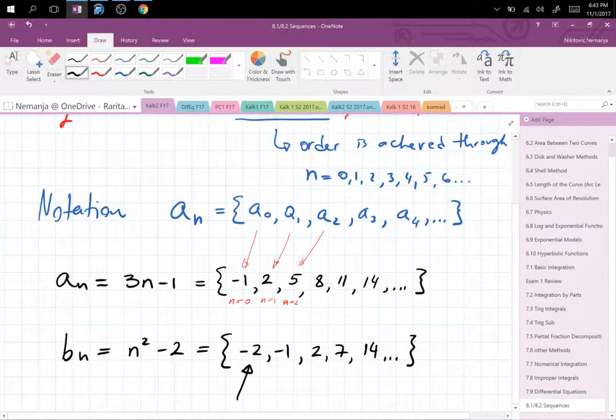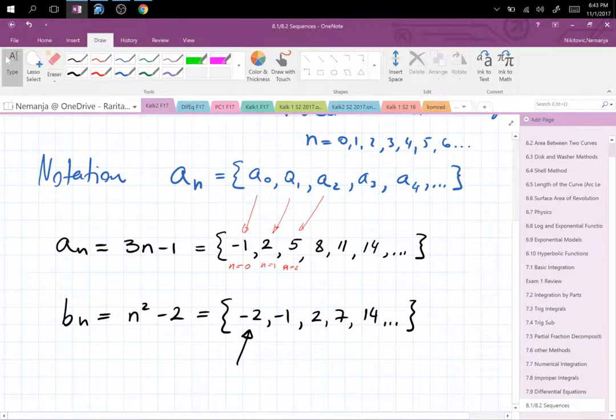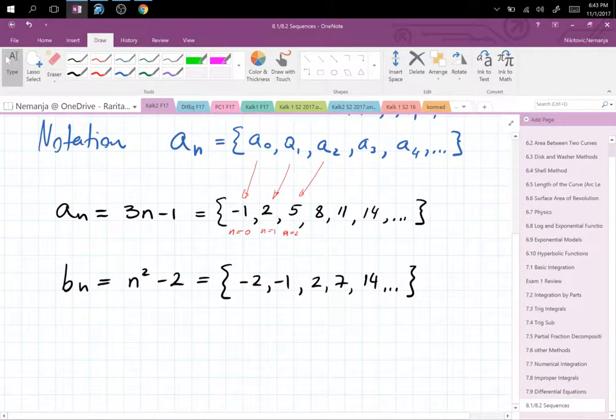N equals 0, so you get 0 squared, 0 minus 2 is negative 2. Then you have 1 squared, which is 1, minus 2 is negative 1. 2 squared is 4, minus 2 is 2. 9 and 14, 16 and so on. So it works.